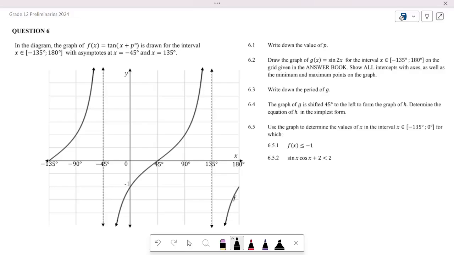So in question 6, okay, we're dealing with trigonometric functions. It's our favorite part of the whole paper. I think this is probably like the easiest marks you can ever get in a paper. Okay, so let's look at this, right?